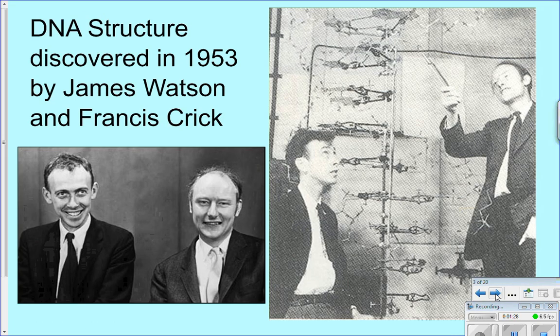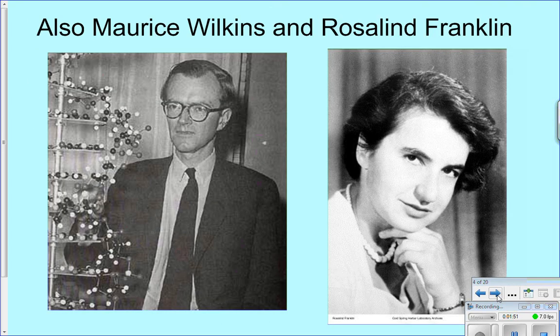The structure of DNA was discovered in 1953 by James Watson and Francis Crick. In both these pictures, Watson is on the left and Crick is on the right. The picture on the right here is kind of a famous picture, with them presenting their model for DNA structure. They got the Nobel Prize for Medicine for this discovery in 1962. Two other scientists also helped them come up with the structure. Maurice Wilkins, who worked in their lab, and Rosalind Franklin, who was actually the first person to see the 3D structure of DNA. She used a technique called X-ray crystallography to determine the structure.